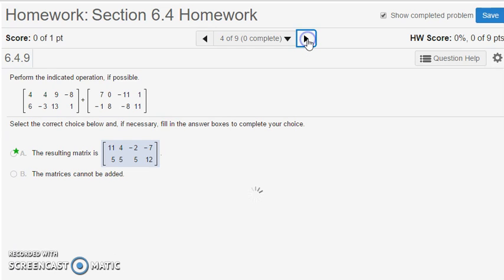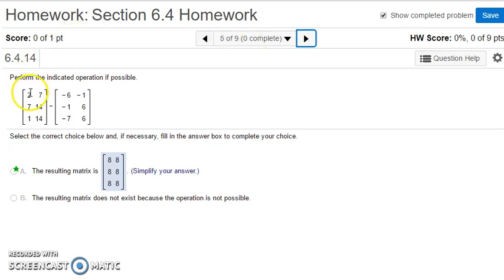Subtraction works the same way. So if I have 2 minus a -6, minus a negative, 2 plus 6 is 8. I have a 7 minus a -1. 7 plus 1 is also 8. Notice I have a 3 by 2, a 3 by 2, and my resulting matrix is a 3 by 2.